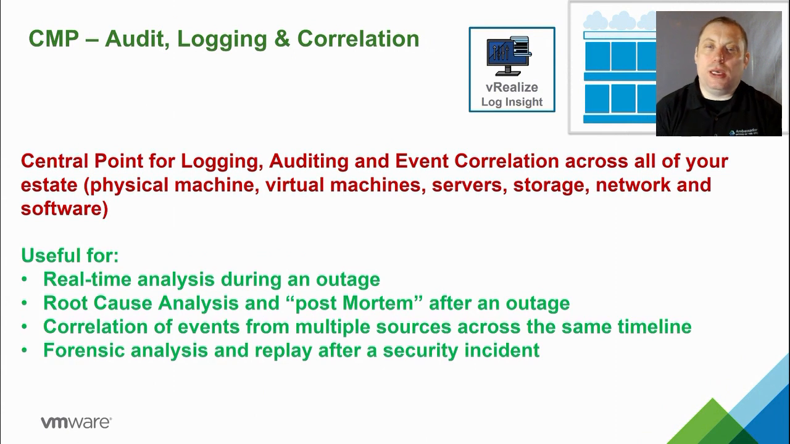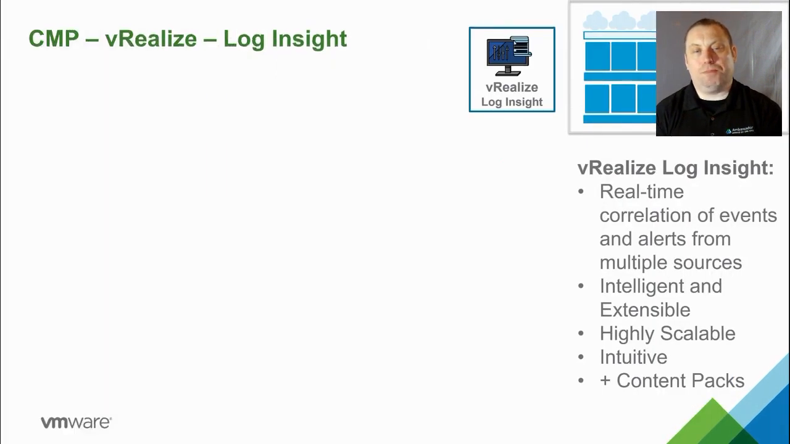Last thing I'm going to show you is vRealize Log Insight. Again, I talked about this before. It's a central point for logging, auditing and event correlation. As I said before, my experience has been that when something goes wrong, it's usually because something just changed, and the more information you can plug into this and the more you can correlate what just changed, the more chance you have of finding out where the problem was. As it says down here, I think of it as root cause analysis or a post-mortem after an outage, and I'll just show you a couple of screenshots on it.